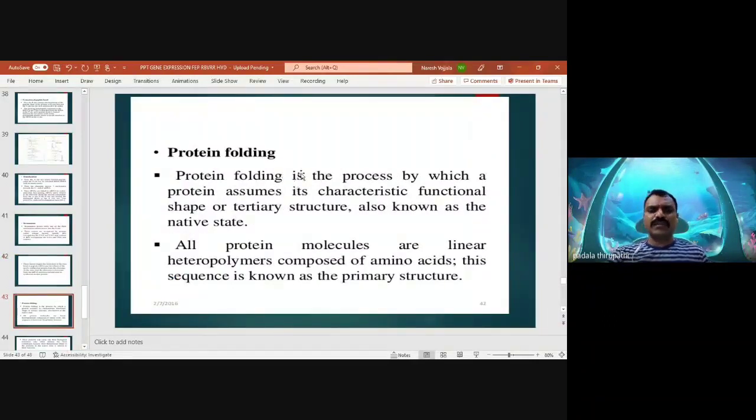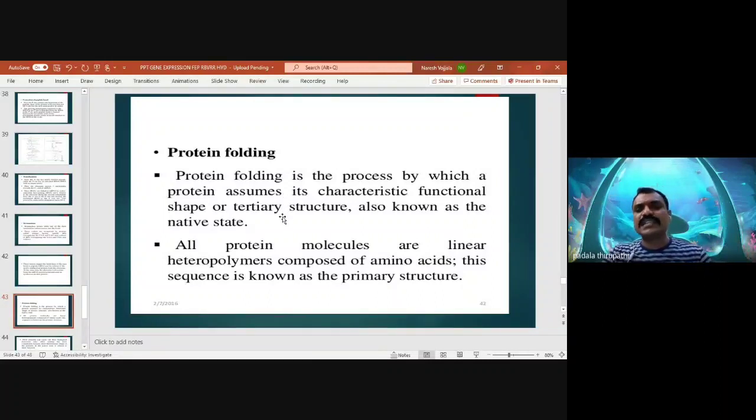Then protein folding. What are we going to understand about protein folding? We know the protein structure from the biochemistry of proteins: primary structure, secondary structure, tertiary structure and quaternary structure. We already studied the structures of the protein. Among these four types, which one is very suitable and very active for the biosynthesis process or the physiological process?